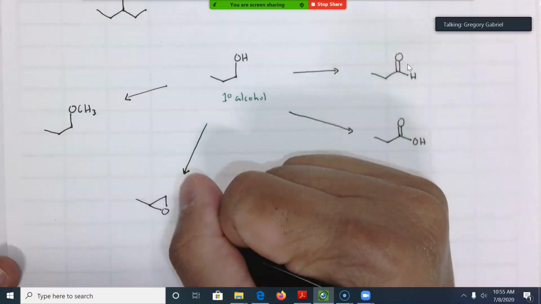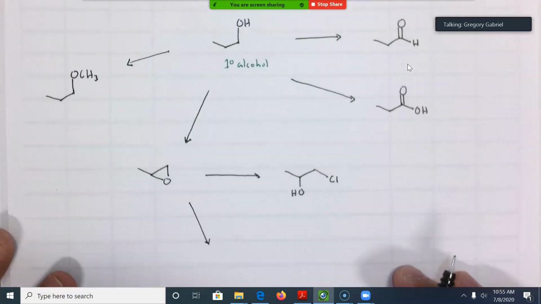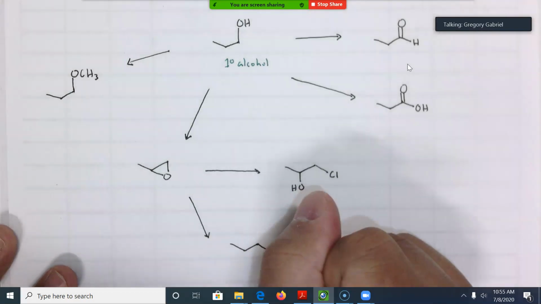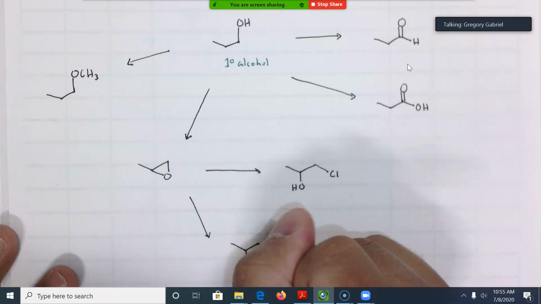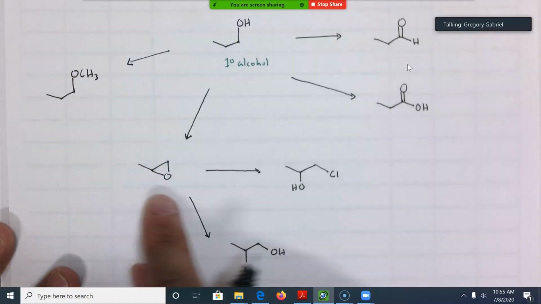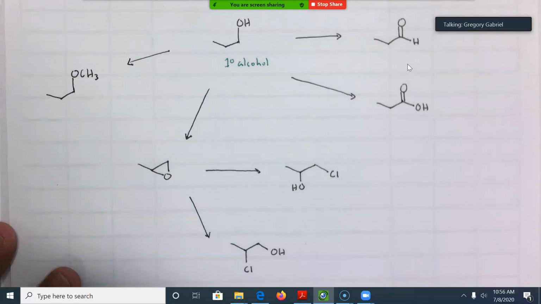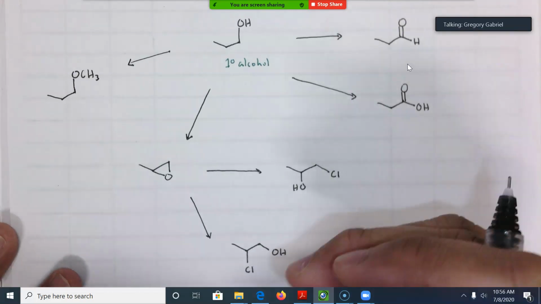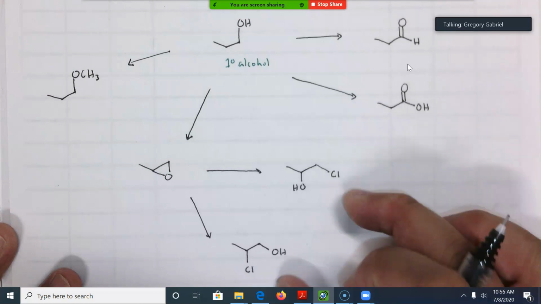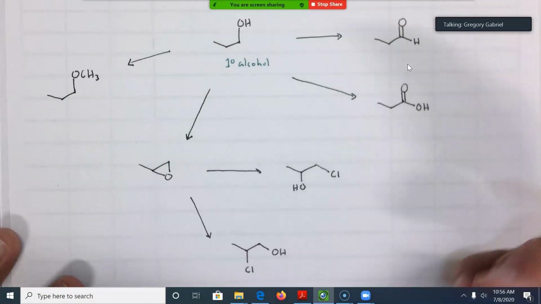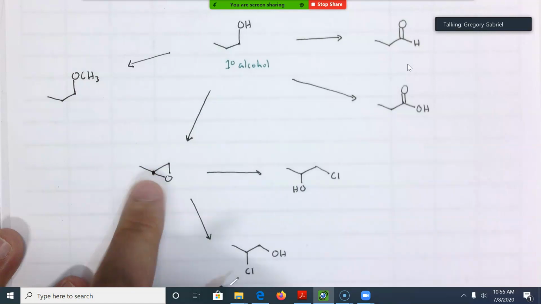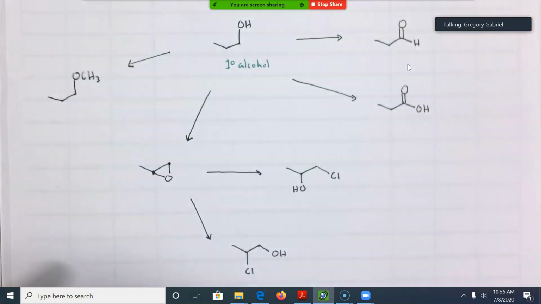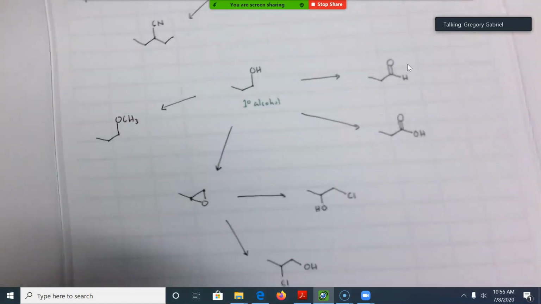And I could open up the epoxide in the opposite way and get the OH on this side and the chlorine on this side. If you remember from your epoxide video, this is based on whether you're attacking under acidic conditions or non-acidic conditions. Whether you're attacking the more substituted carbon or the less substituted carbon. How's that for extra credit?